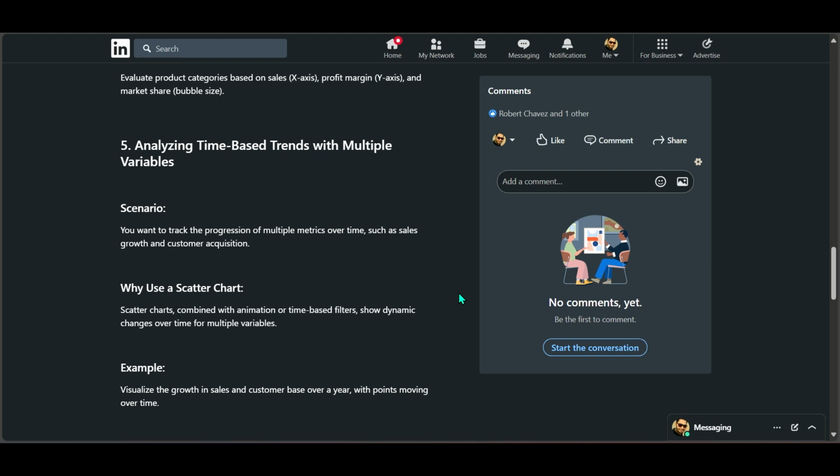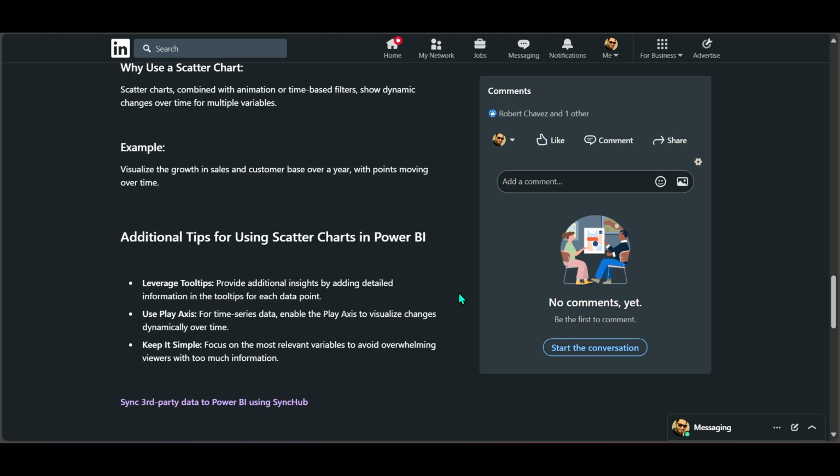Here are a few tips. Use tooltips to add detailed insights for each data point. Enable the play axis for dynamic, time-based visualizations. Keep it simple. Focus on the most relevant metrics to avoid clutter.